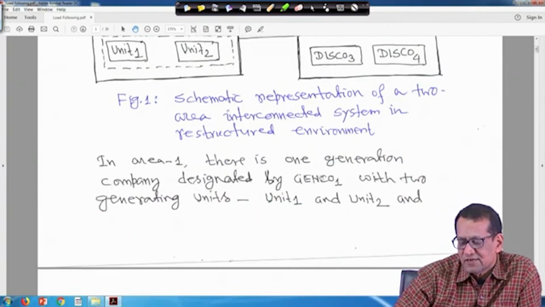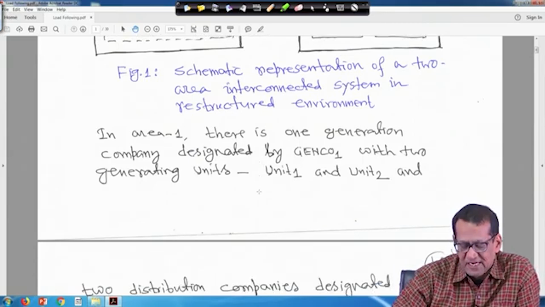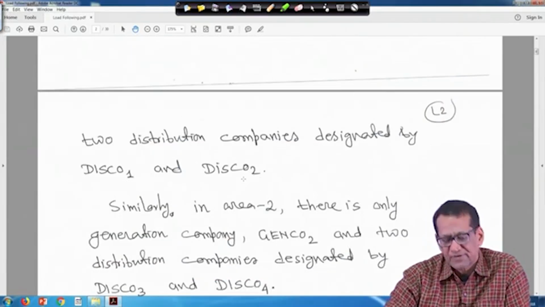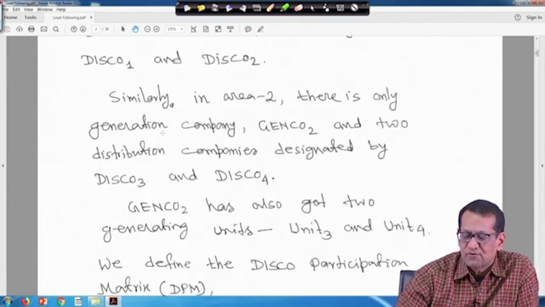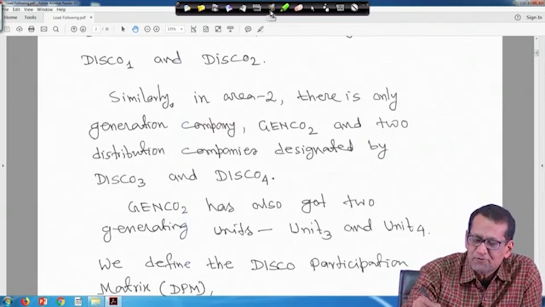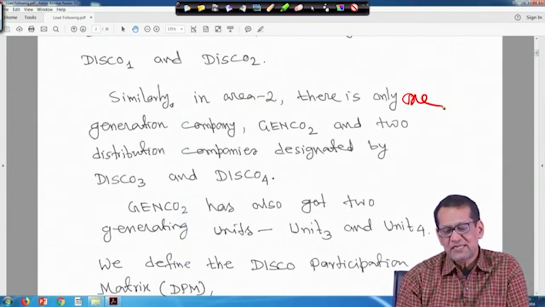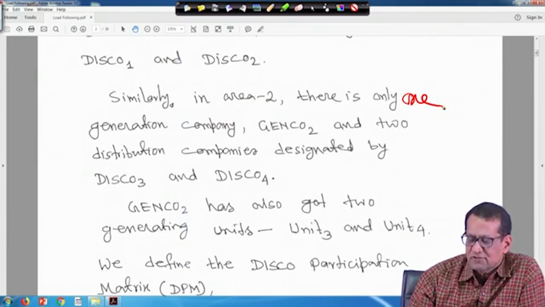In area 1, there is one generation company designated by GENCO 1 with 2 generating units, unit 1 and unit 2, and 2 distribution companies designated by DISCO 1 and DISCO 2. Similarly, in area 2 there is only one generation company, GENCO 2, and 2 distribution companies designated by DISCO 3 and DISCO 4. GENCO 2 also has 2 generating units, unit 3 and unit 4.